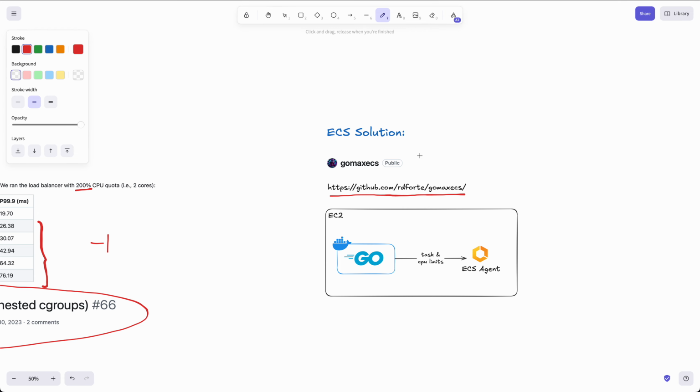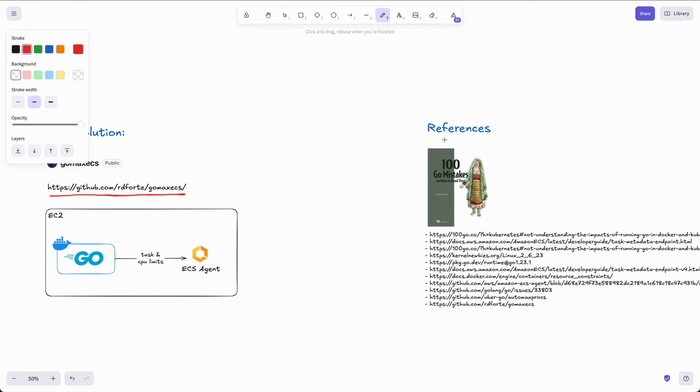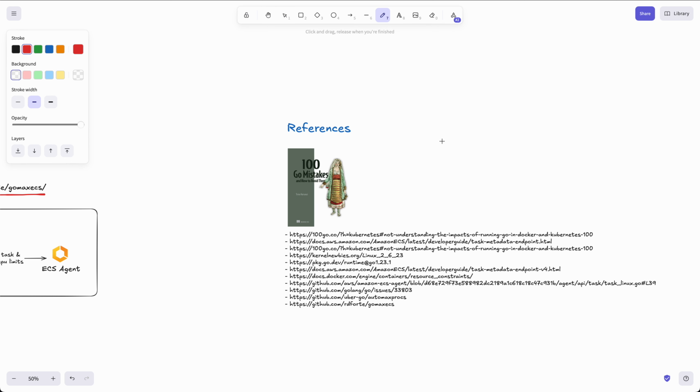I just wanted to point out that the main inspiration for this presentation was actually 100 Go Mistakes. I did borrow a lot of the examples that they have in this book for this presentation, so I just wanted to put that out there. This is actually one of my favorite Go books when it comes to writing idiomatic Go code.